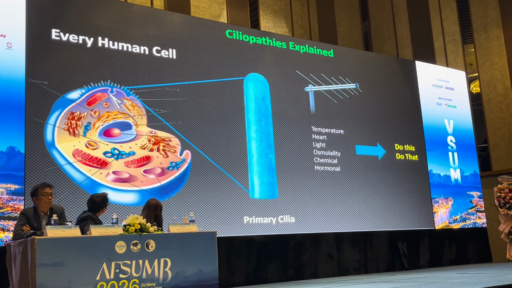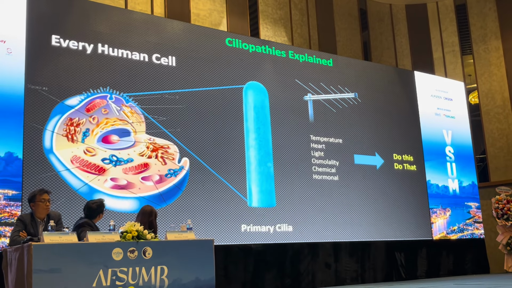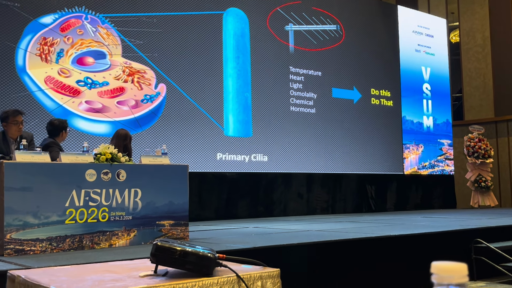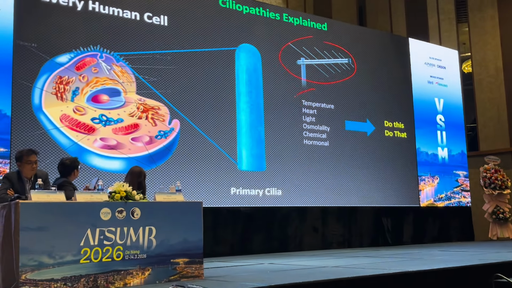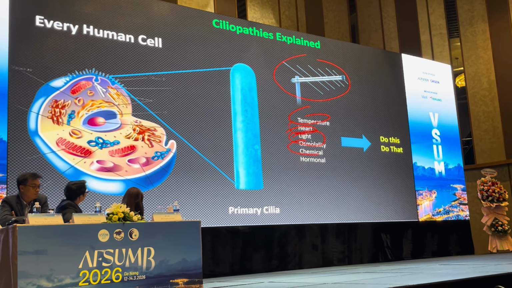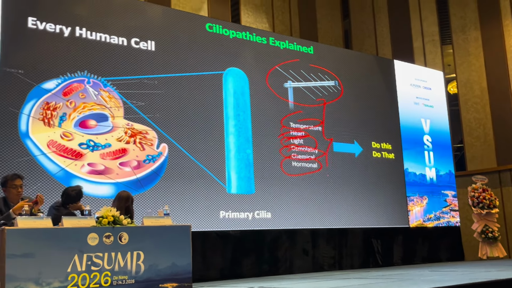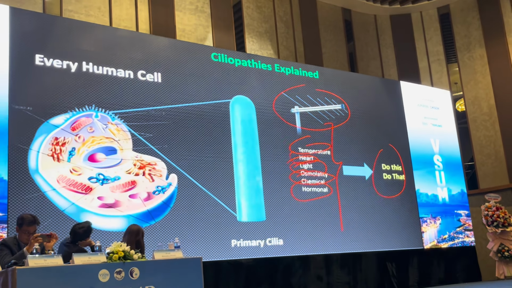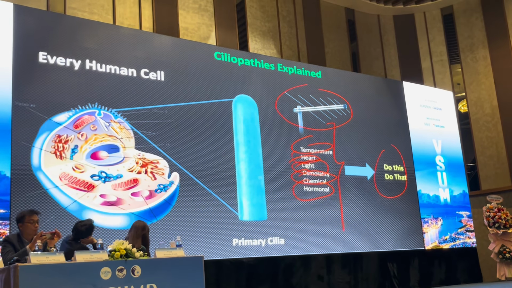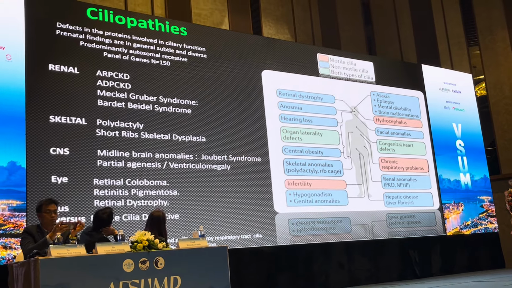The cilia are interesting. You ask, what do the cilia do? What's the purpose of a cilia? They're like an antenna on the cell, telling the temperature, telling the light, the osmolality, the chemical composition, and the hormonal environment. And depending on what the signal is, it tells the cell to do this or to do that. It's an instructional process of determining an environment and determining chemical change as a result.